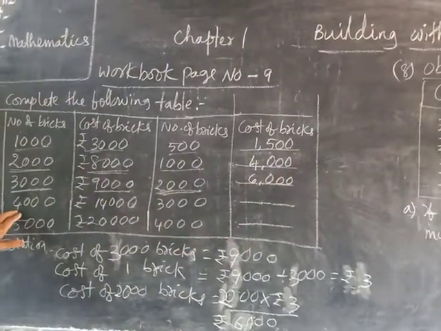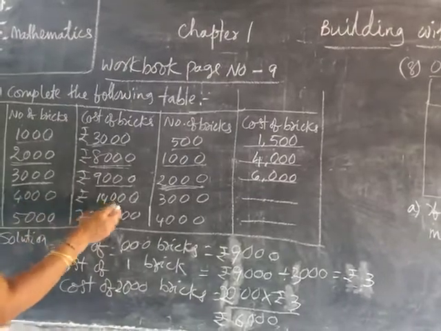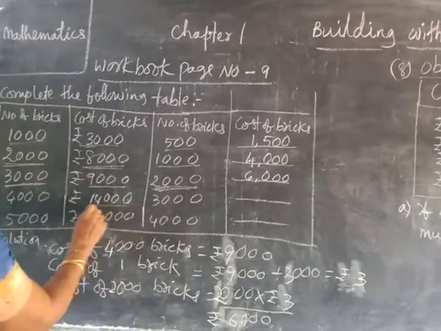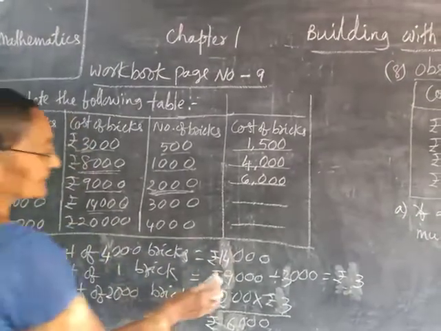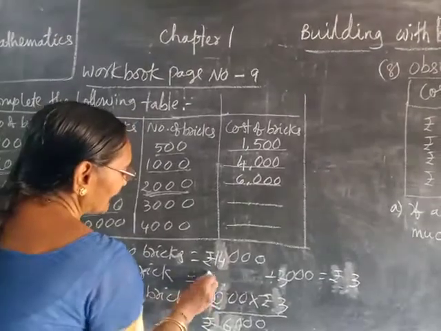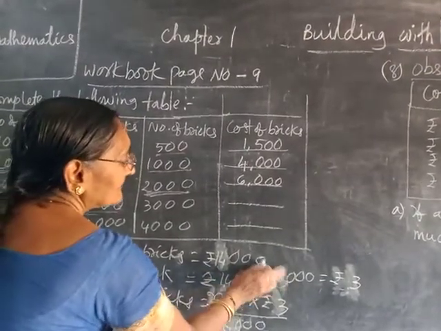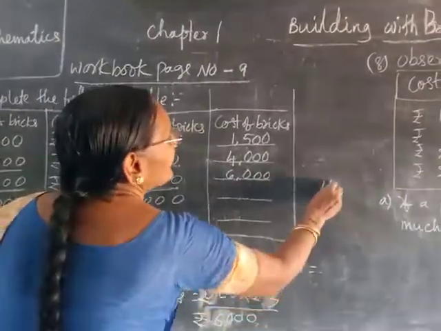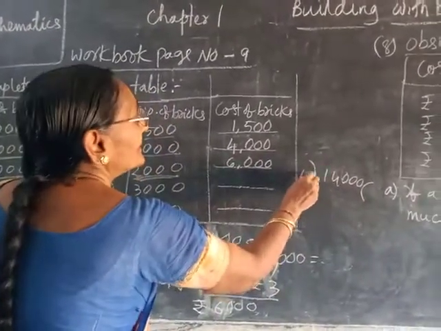Like that way, number B. 4000 bricks cost equal to how much is that? 4000 bricks, 14,000. Then one brick cost is equal to how much will come? 14,000 divided by 4,000. Then how much will come? You see, it is not equal to 14,000 divided by 4.